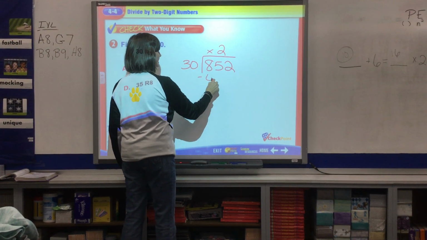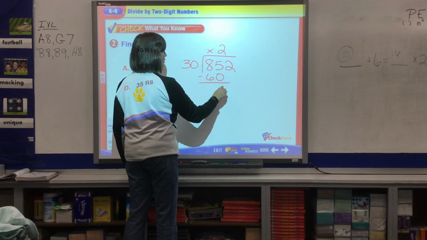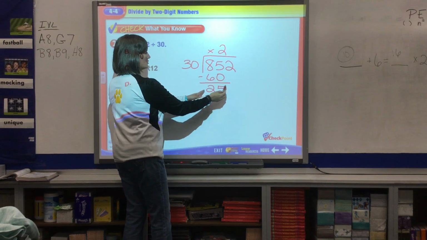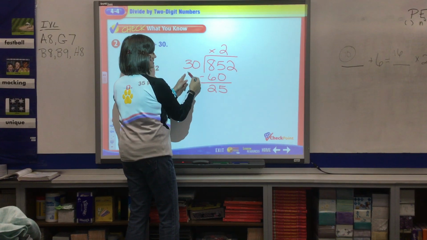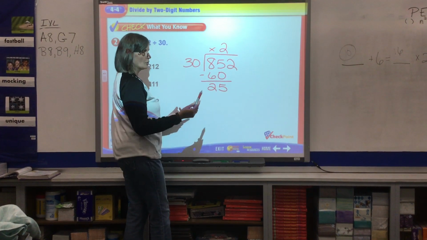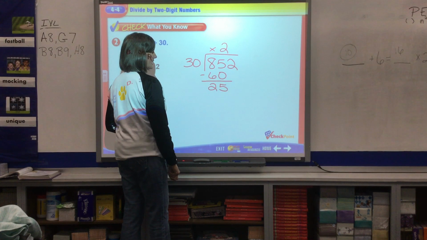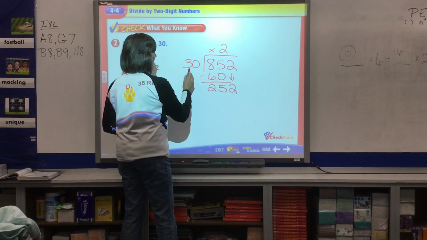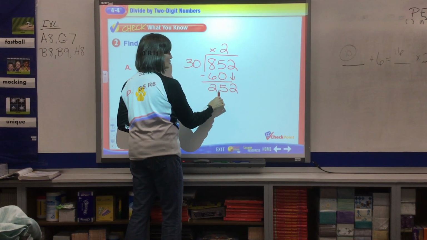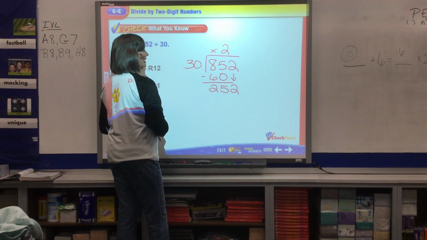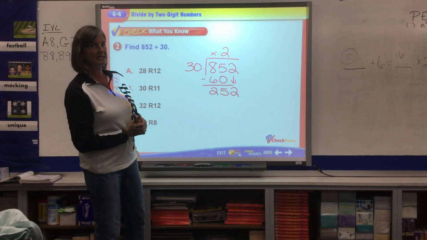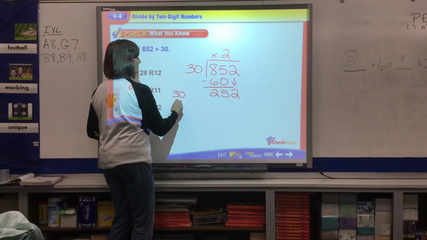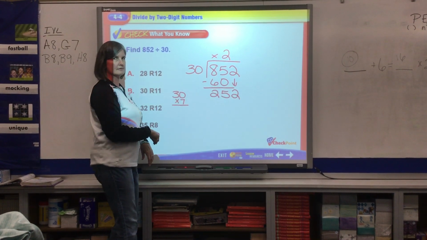30 times 2 is 60. 5 minus 0 is 5, and 8 minus 6 is 2. Now notice, when we subtracted, 25 is less than 30, so we know that we've gone in there the correct number of times. Our next step is to bring down this 2, and we're going to say, how many times does 30 go into 252? Now, I know it goes in there 8 times, but I want to show you what I'm talking about. I'm going to say it goes in there 7 times.